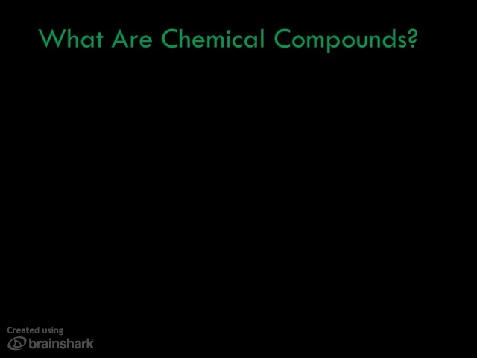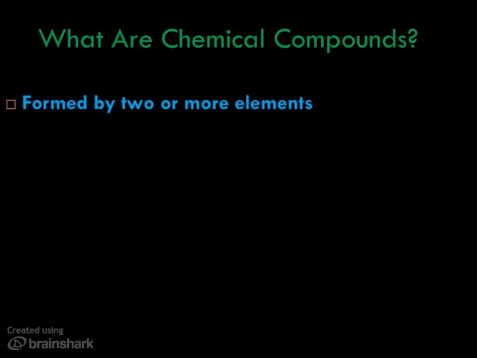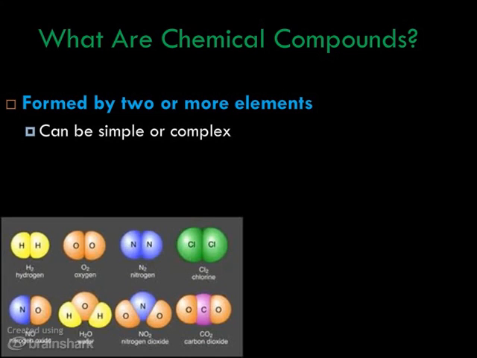In biology class, we're going to talk a lot about chemical compounds. And if you remember from prior science classes, a chemical compound is formed by the chemical joining of 2 or more elements in very definite proportions. They can be simple or they can be complex. If you take a look at this diagram, we see examples of molecules. But not all of these are compounds.